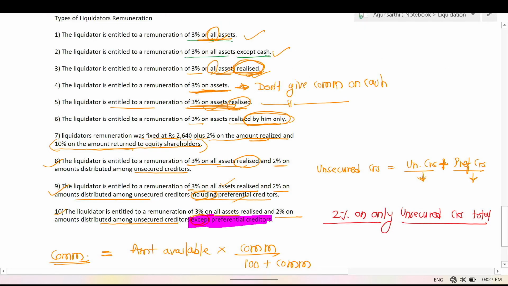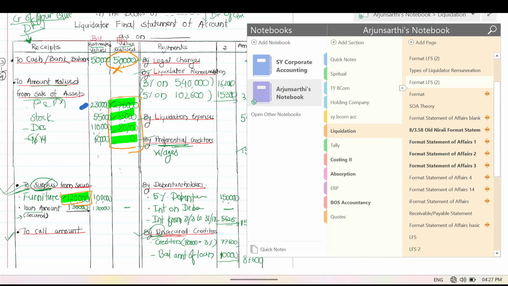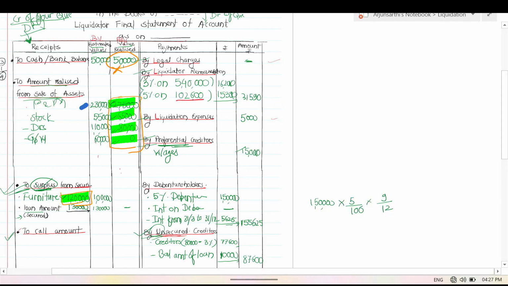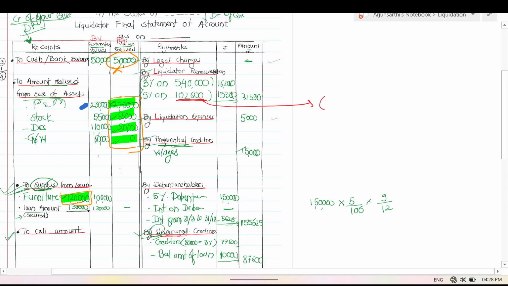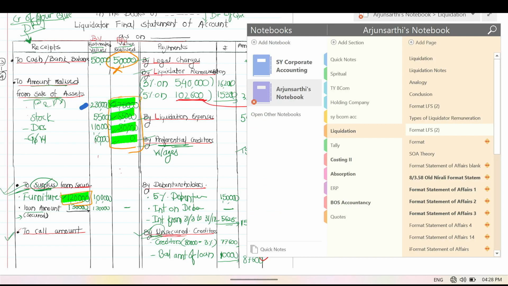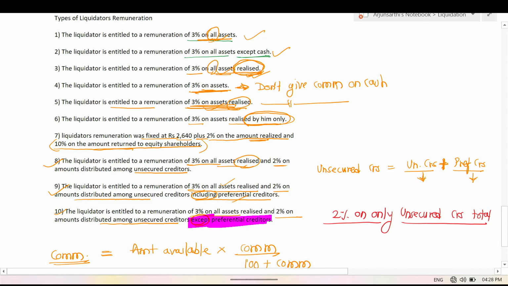That means in our solved problem, here let's check that commission of 1,02,600. What is this 1,02,600? They just said in this problem to give commission on unsecured creditors, and if nothing is mentioned, then unsecured creditors means unsecured creditors, that is 87,600 here, plus this 15,000. But in the last case they said to give only on unsecured except preferential. Therefore in the last case, we will pay commission of 2% on only 87,600 and not on 15,000. Understood? These are all our types of liquidator remunerations.